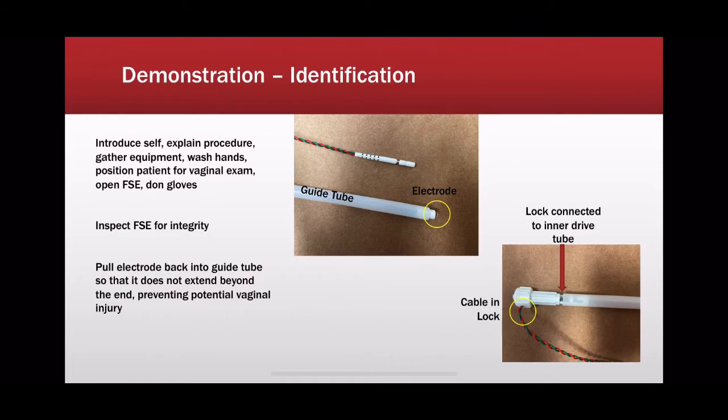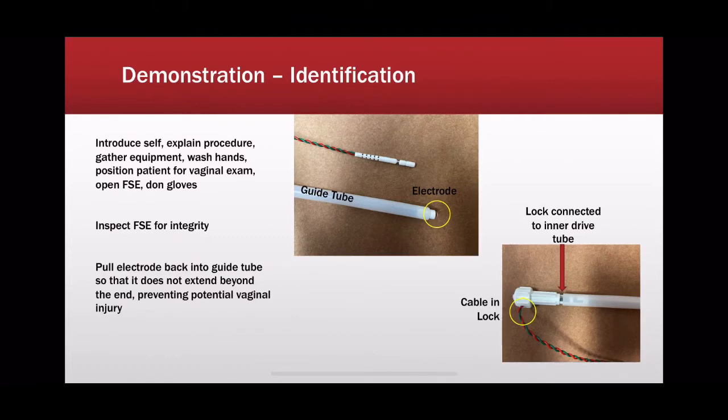So we're going to introduce ourselves, explain the procedure, gather our equipment, wash our hands. We want to make sure the patient is positioned for a vaginal exam, open up our FSE, and put our gloves on. We do want to inspect the FSE for integrity. That includes the electrode at the end of the cap. As you can see, it's highlighted in yellow. That is a little spherical wire that will actually screw very lightly into the fetal scalp. It has an inner tube and a guide tube, has a connection piece, and it has the cable which is locked in a little slit on the cable lock.